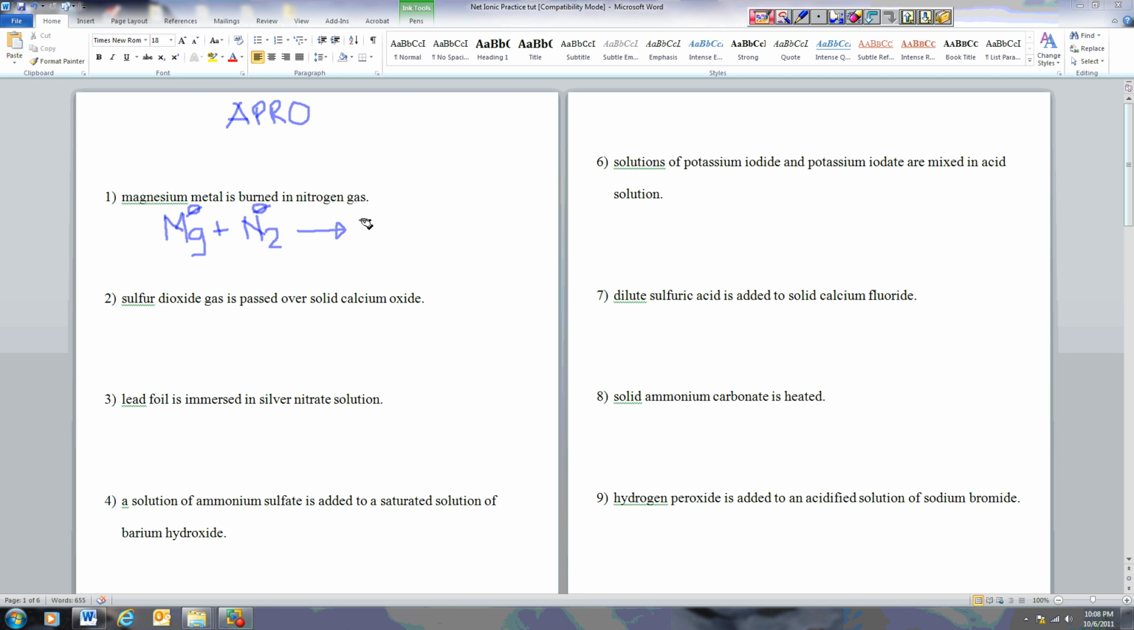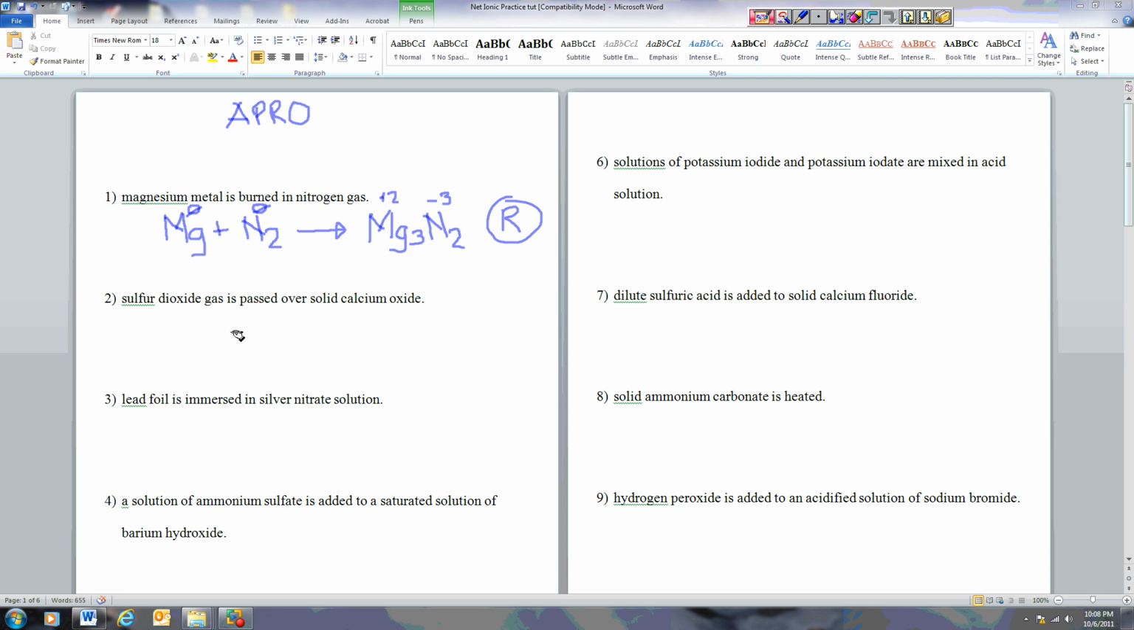So what's another way I could change the charges? I can combine them. If you combine them, do your good old-fashioned crisscross, you get Mg3N2. Magnesium is a positive 2, that's why it's the 2 on the nitrogen, and nitride is a negative 3, that's why it's the 3 on the magnesium. Notice the charges now, plus 2, minus 3. We went from 0 to positive 2, that's oxidation. We went from 0 to negative 3, that's reduction. So this would be redox. So we're going to put redox right there.